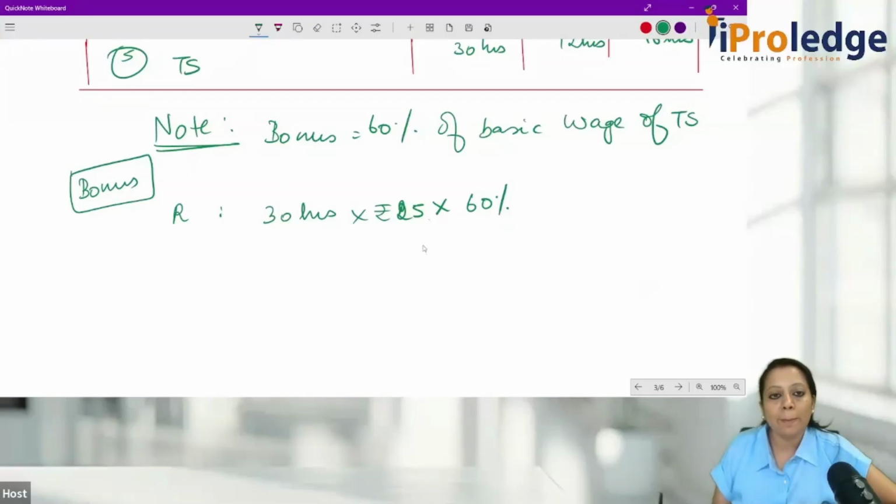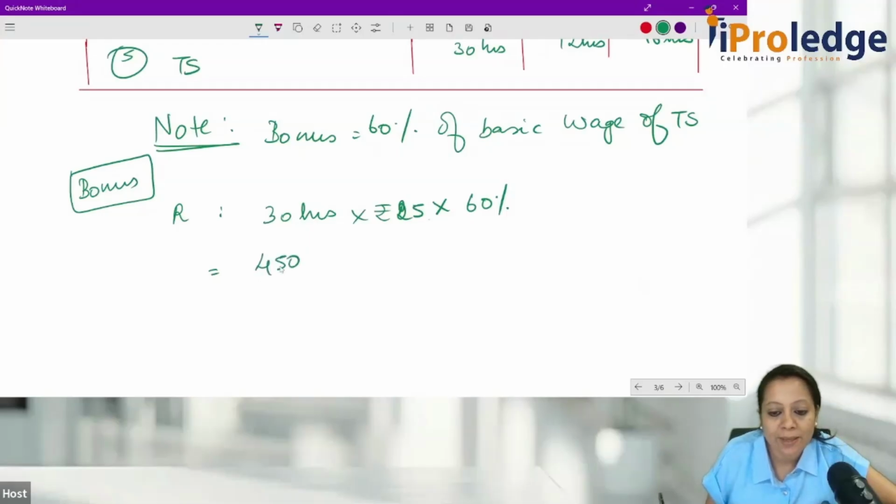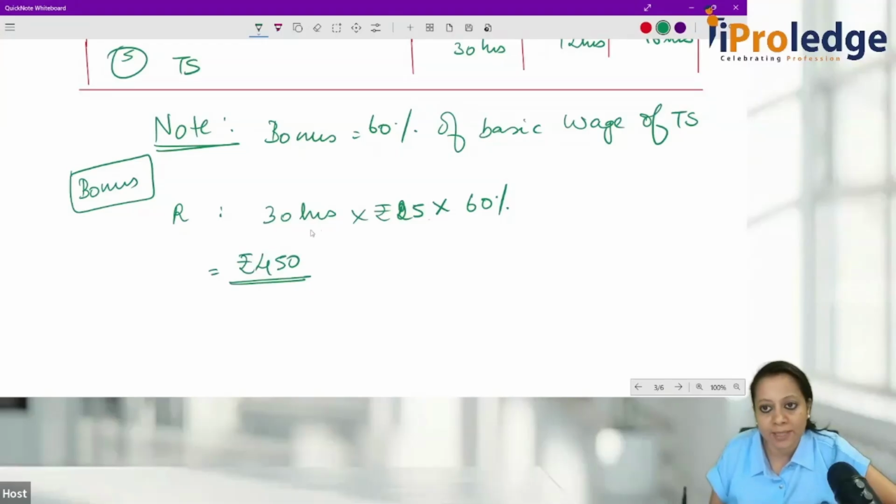Normally I'm paying Bhumika 1000 rupees per hour. So I will pay 600 for the time saved. 1 hour she saved, 10 minus 9. So I will pay 600. All of you please do the calculation for me. 450, right dear? So this is the bonus for 30 hours time saved.